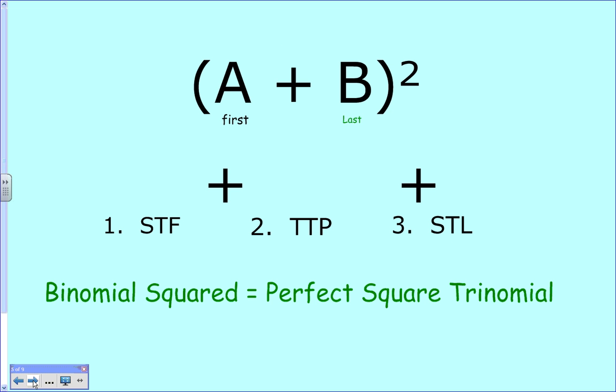In this situation, you're looking at a binomial, a plus b. A is the first term, positive b is the last term. We have a binomial squared. Remember, terms are separated by plus or minus. So the first term is a. When you square the first term, you're going to get a squared.